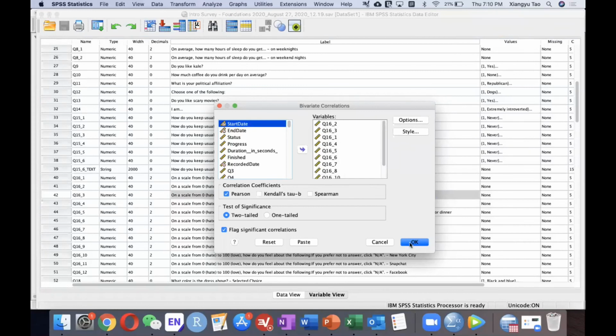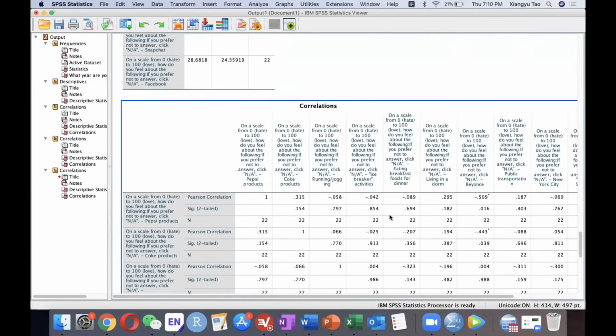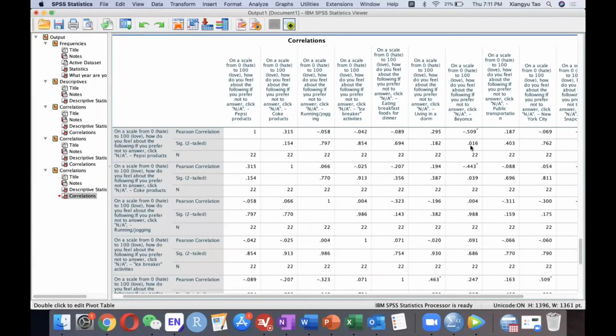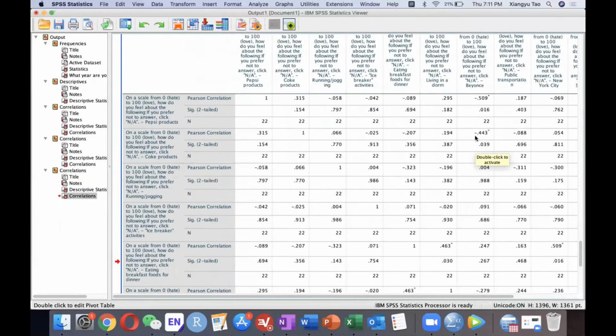And for the final table, you're going to have each against each other, and we do find a significant correlation here. That is whether you like Pepsi and whether you like Beyonce. So those who like Pepsi hate Beyonce. That's what this is telling us, because it's a negative 0.51 relationship, R value, and the significance value here is 0.016. So it's below 0.05. And that's why we have this 1 star here.